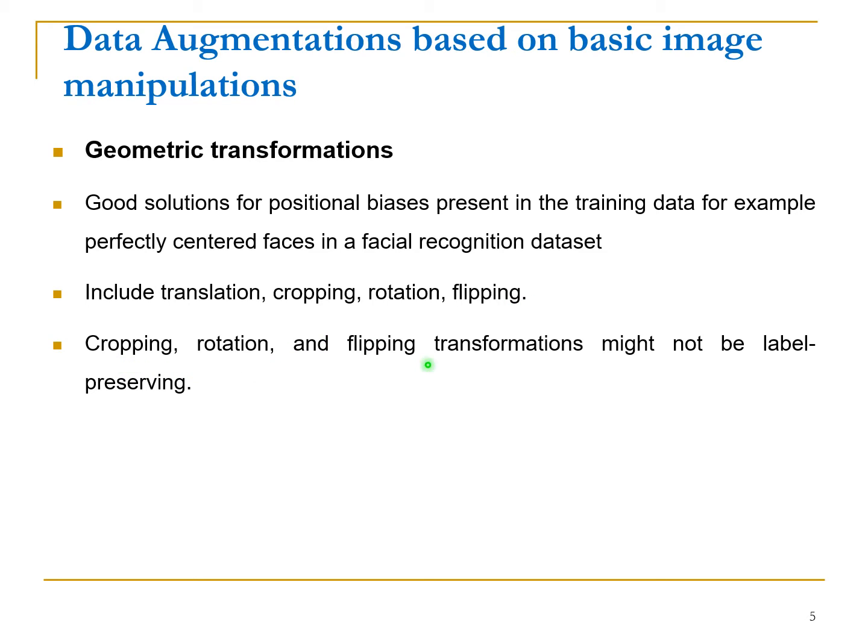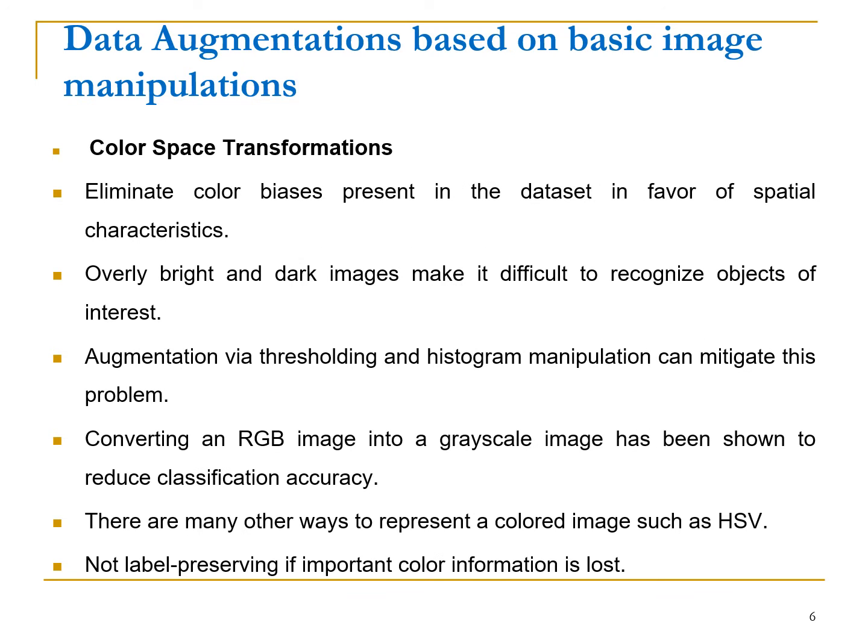Cropping, rotation, and flipping transformations might not be label preserving if employed beyond a certain threshold. Color space transformation is based on the notion that we eliminate color biases present in the dataset in favor of spatial characteristics. Overly bright and dark images make it difficult to recognize objects of interest. So what we can do is we can do augmentation via thresholding and histogram manipulation to mitigate this problem.